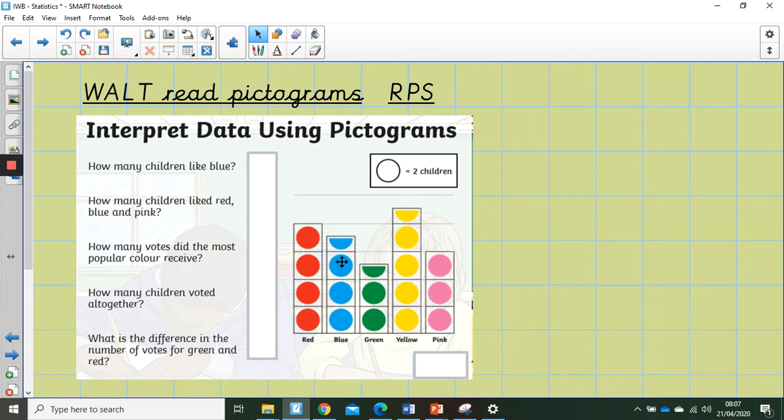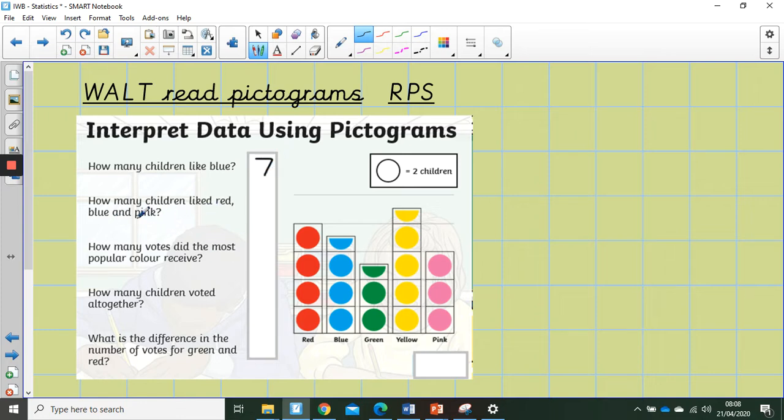And we can see all of the coloured patterns here to show us how many children like blue. But remember, it's always important that we check the key first. So each circle here represents 2 children. 2 children, 4 children, 6 children, and half of 2 children, which is 1 child. 2, 4, 6, 7 children. How many children like blue? 7.